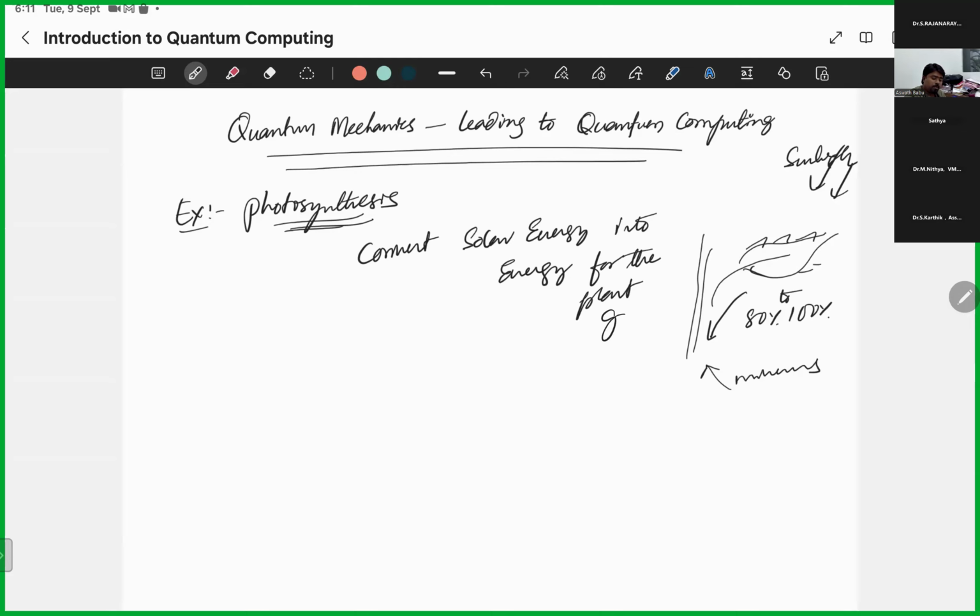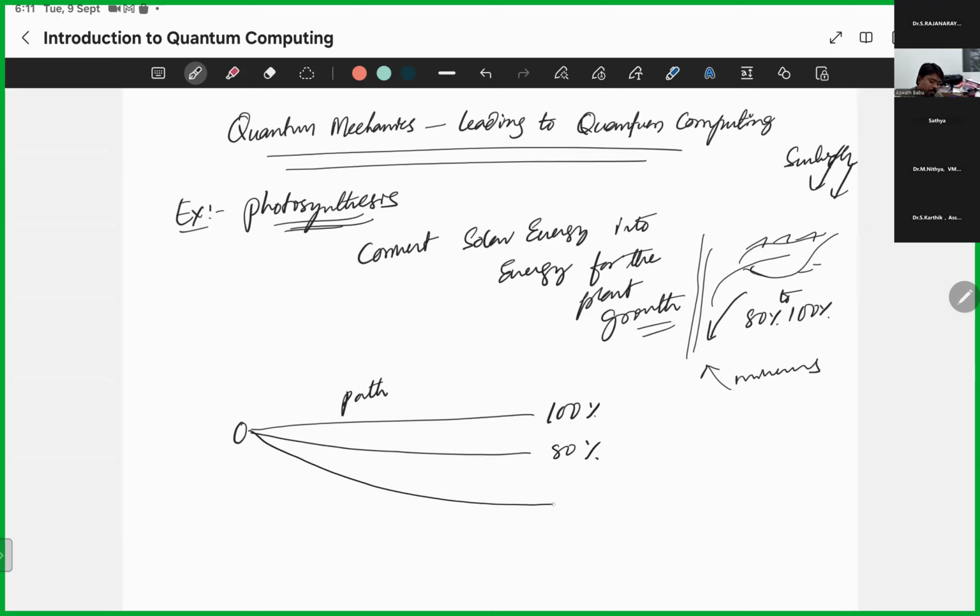So why is it possible? Because let's say there is a path from 0 efficiency to 100 efficiency. There is a path to 80% efficiency, a path to 60% efficiency, a path to 40% efficiency. So all the paths are there. The plants should reach exactly 100% efficiency by choosing that particular path.